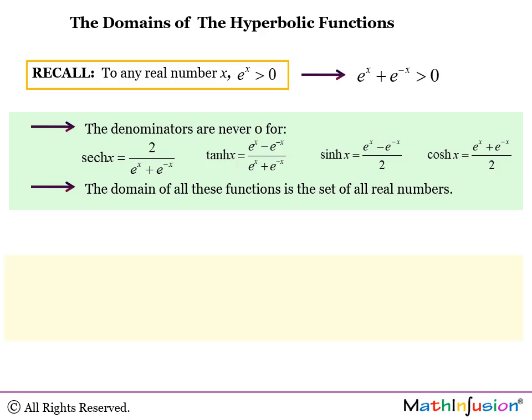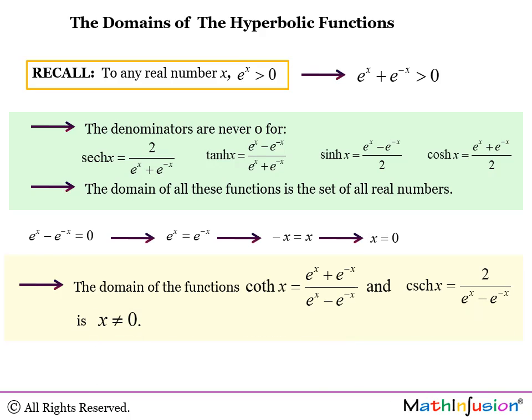We have only two hyperbolic functions whose domain is a little bit problematic. e to the x minus e to the negative x can be 0. We can solve that and find that in this case x equals negative x, which means that x equals 0. And that's why the domain of the functions cotangent hyperbolic x and cosecant hyperbolic x is all real numbers, but x cannot be 0.